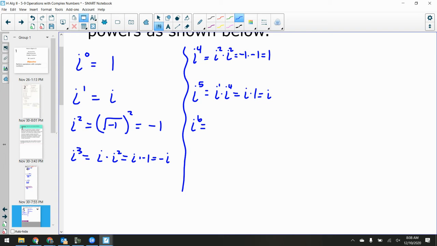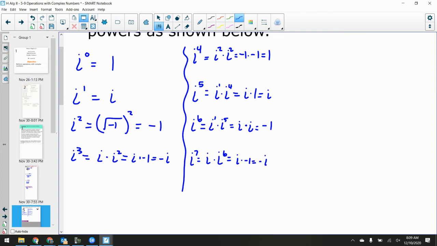What about i to the sixth? Well, isn't this just i to the first times i to the fifth? So this would be like saying i times i, which is i squared, which is what? Oh my gosh. What do you think i to the seventh is going to come out to be? Negative i. Let's check it. It's just a pattern. So this would be like saying i times negative 1, so negative i.